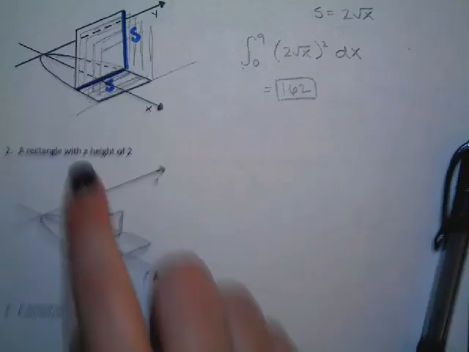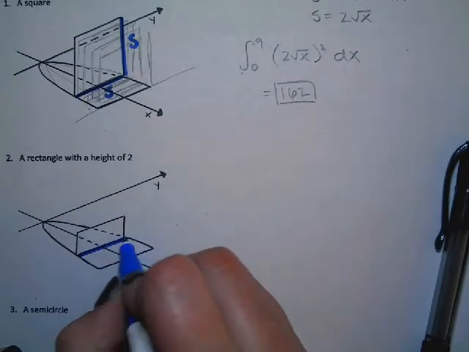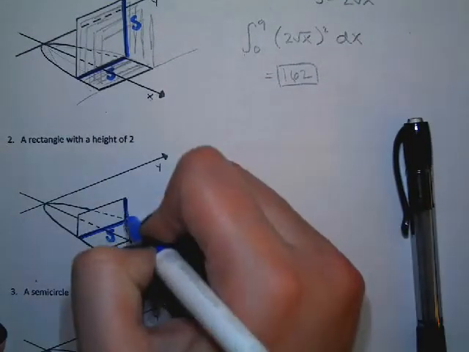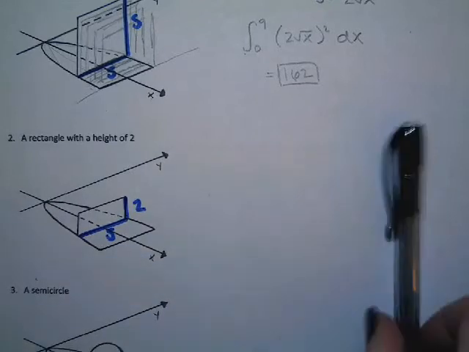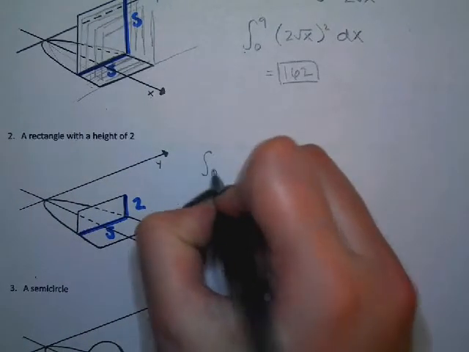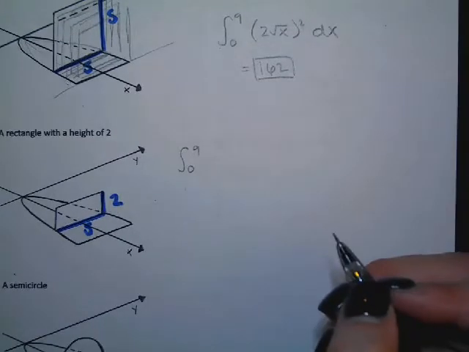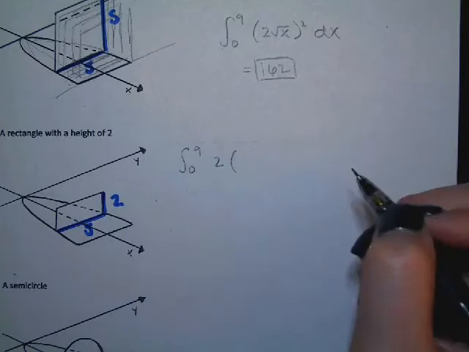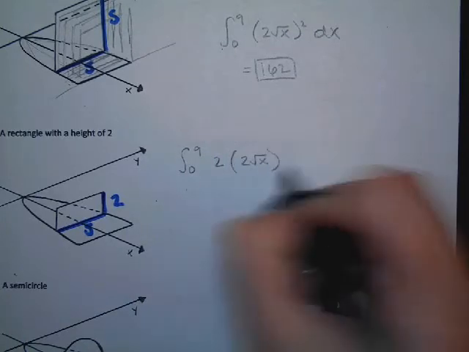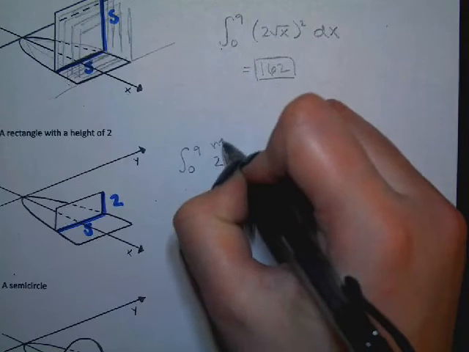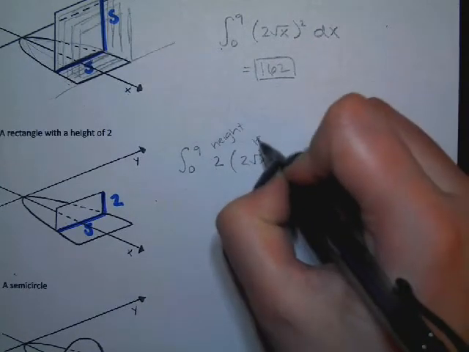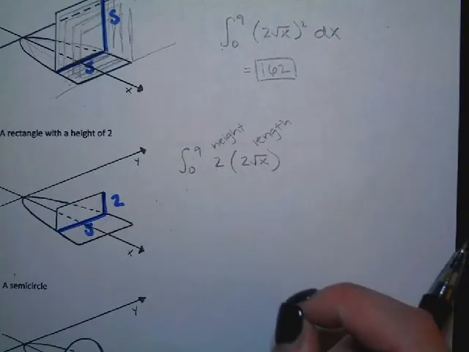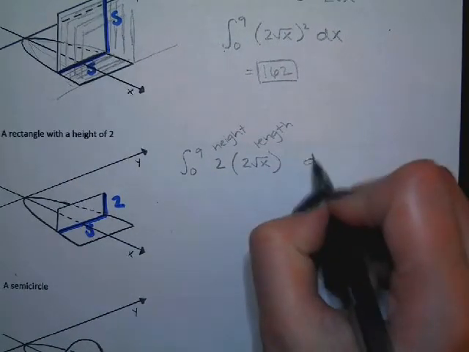So this is a rectangle with a height of 2. So the length of the rectangle is going to be that same S that we already found. And then the height of the rectangle is 2. So we're going to say the integral from 0 to 9. And then what are we going to do? 2 parentheses square root x. Or 2 square root x. So this is our height times the length, and the length happens to be the length of the slice. Okay, and then we've got our dx.